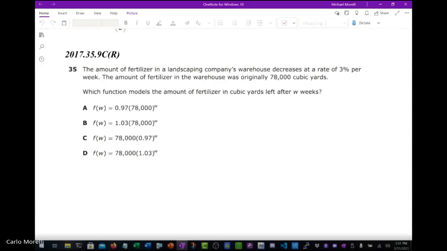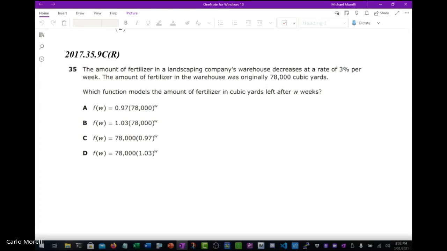Look at this one. The amount of fertilizer in a company's warehouse decreases. So is this exponential growth or decay? Decay. At a rate of 3% per week. Convert 3% to a decimal for me. In your head. 0.03, right? Now subtract 0.03 from 1 in your head. Just subtract 3 from 100. 97, right? So put a period in front of that. 0.97. All right, so it's C.